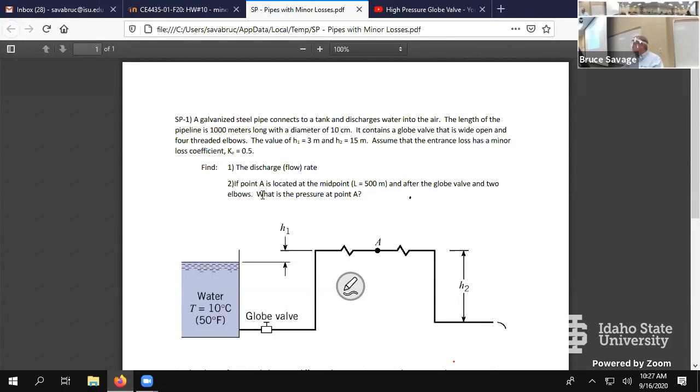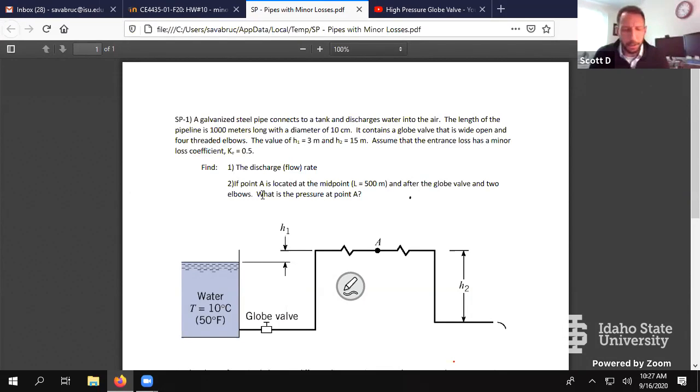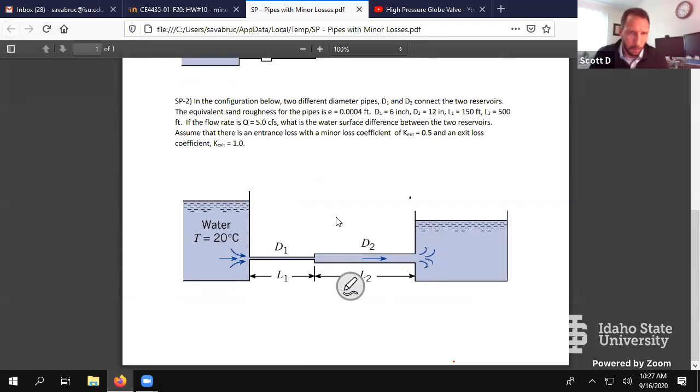Other questions or concepts you want to cover? Actually, would you be willing to go over the equation setup for special problem 2 of homework 10, just the next equation? Sure.